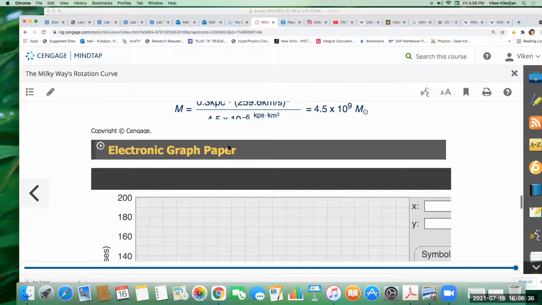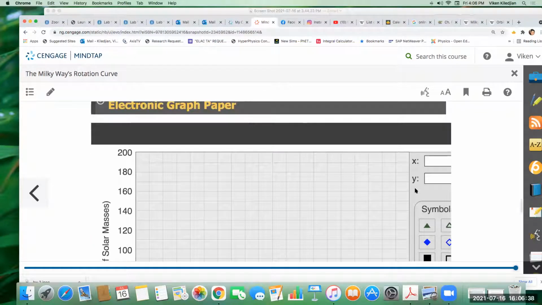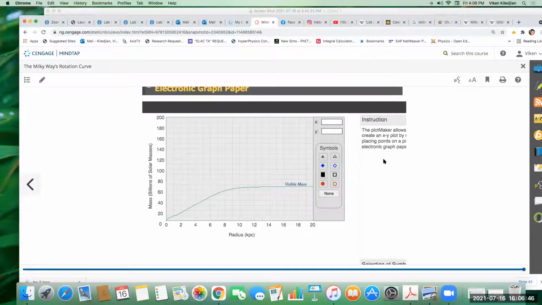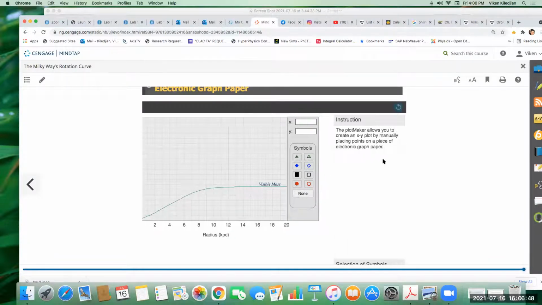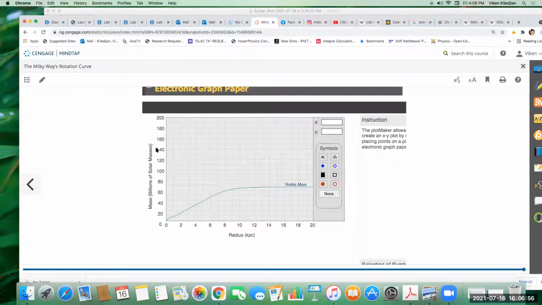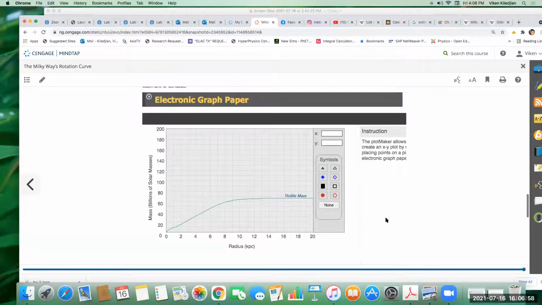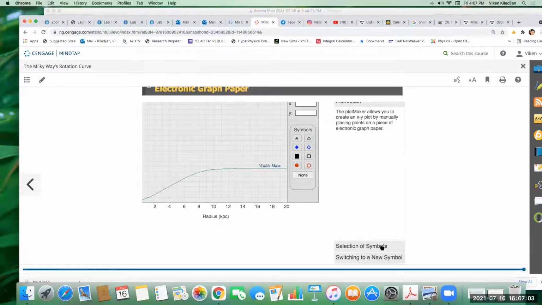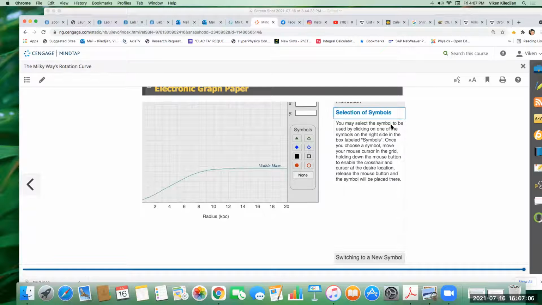Okay, electronic graph paper. So what is this one here? So the plot maker allows you to create an XY plot by manually placing points on a piece of electronic graph paper. So this is mass, billions of solar masses. This is selection of symbols. You may select the symbol to be used by clicking on one of the symbols on the right side in the box labeled symbols.